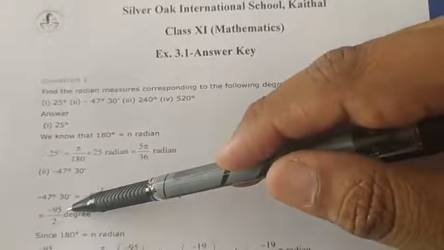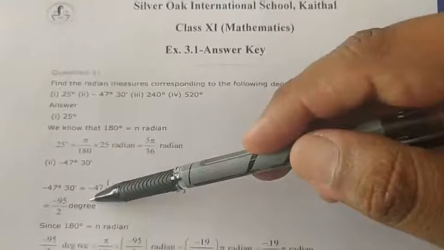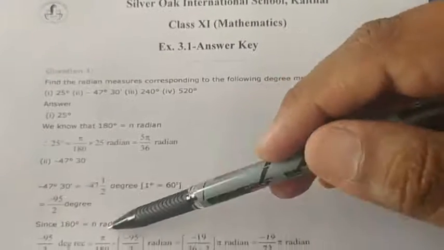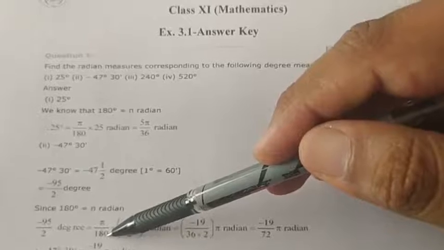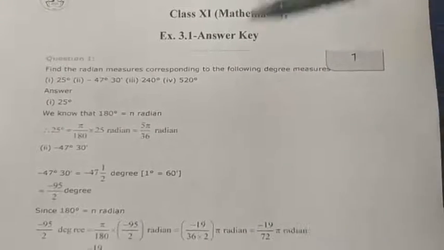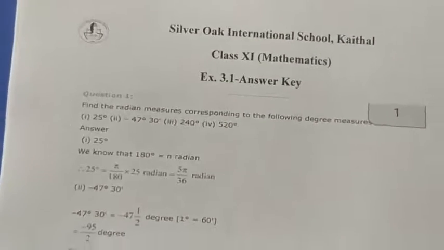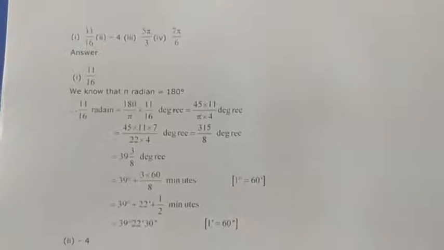So it is minus 95 by 2 if you convert the mixed fraction into an improper fraction. And this is a degree value, and you will multiply with pi by 180, then it will be the radian measure. The answer is minus 19 by 72 pi. That's your answer.